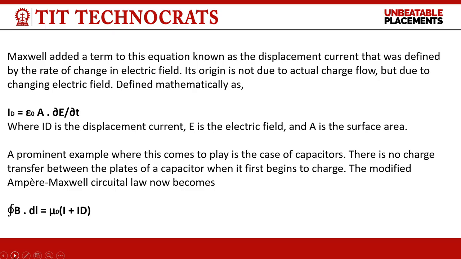A prominent example where this comes into play is the case of a capacitor. There is no charge flow between the plates of the capacitor when it first begins to charge. The modified Maxwell circuital law now becomes the closed integral of B dot dl is equals to mu naught times the summation of I plus displacement current.